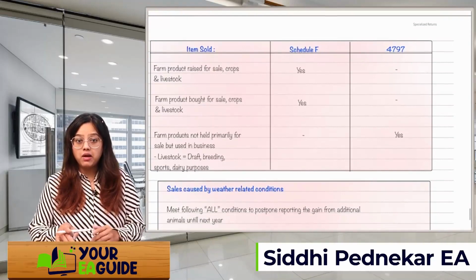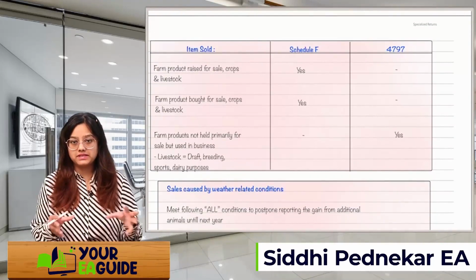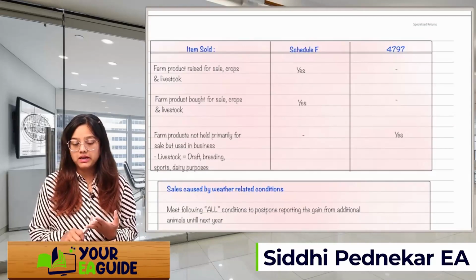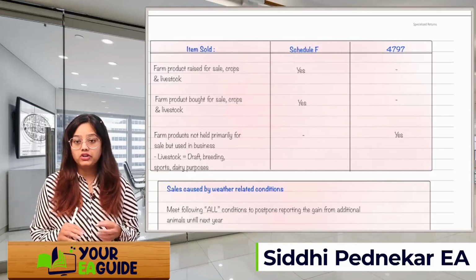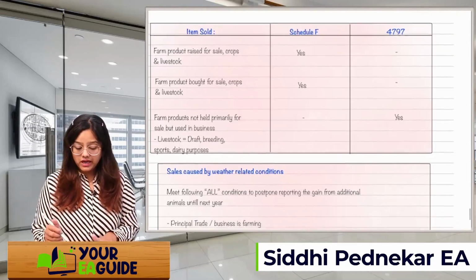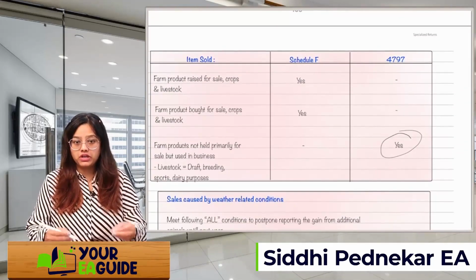But if the farm product is not held primarily for sale, but is used in the business, right? Farm equipment, the tools, all the buildings, improvements, all things that are used in the farming business, they are not primarily for sale. That will go to your Form 4797, that is sales or disposition of the asset.